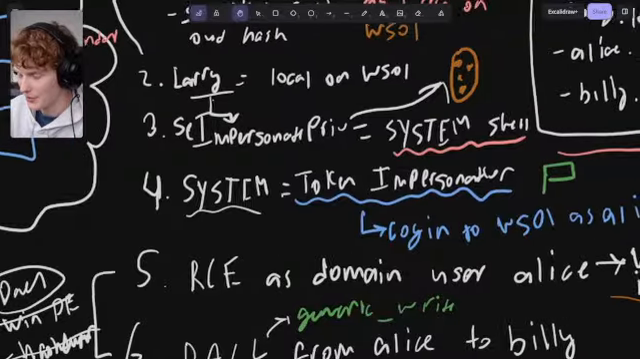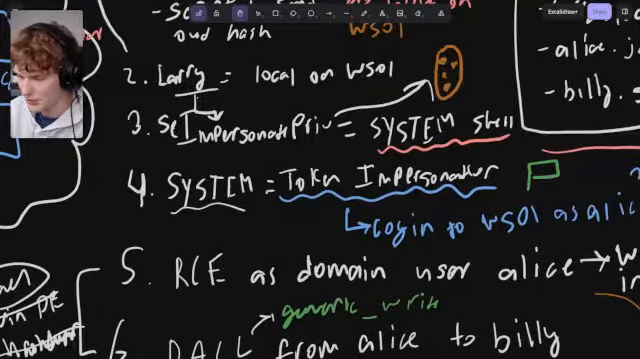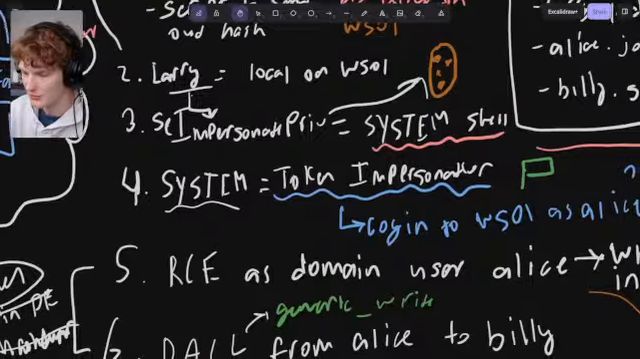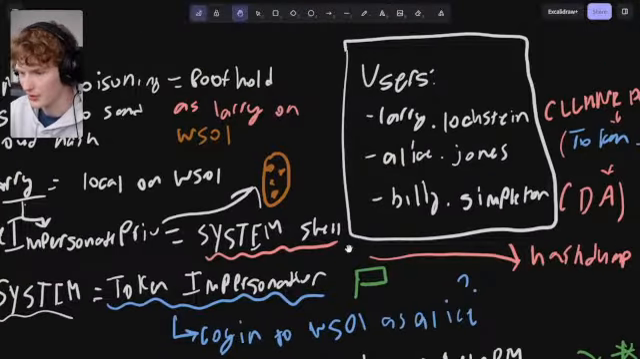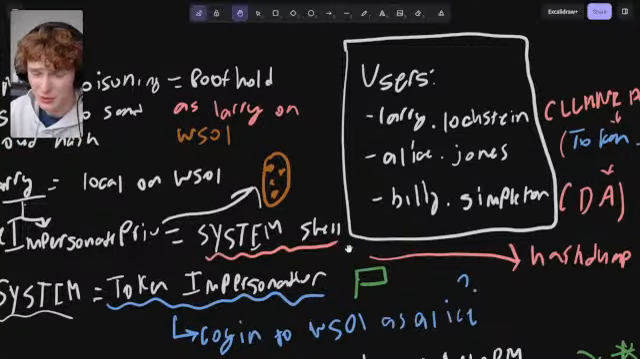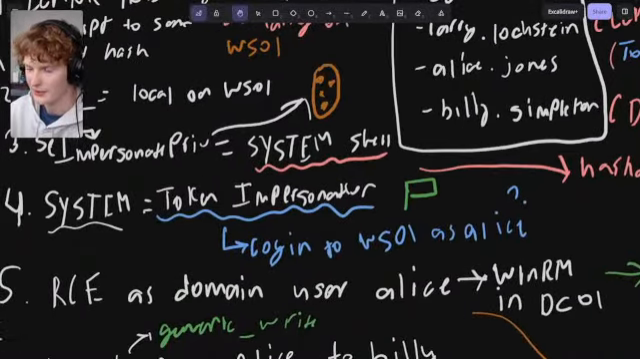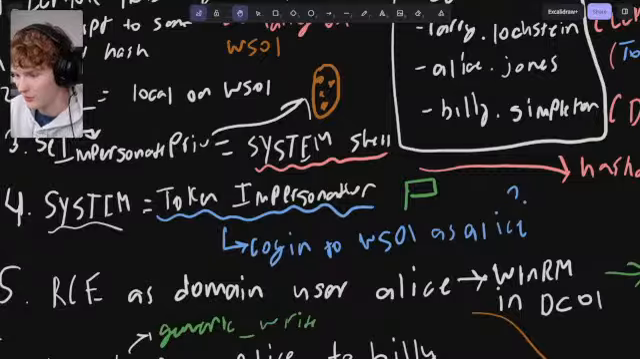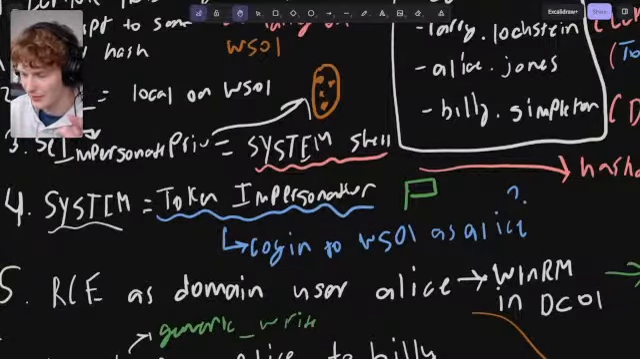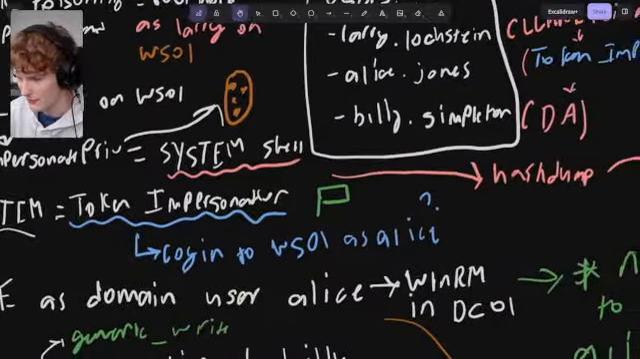But from a system shell, we can't really do much. And the idea I had is I want to do some sort of token impersonation. We have our other users here. It's very unorganized, but we have Larry, Alice, and Billy. Obviously, we're Larry right now, and we want to pivot to Alice. To do that, I want it to be a token impersonation attack. So logging into the workstation as Alice should leave behind a delegation token that we can pick up on the system shell, which then we can use to pivot.